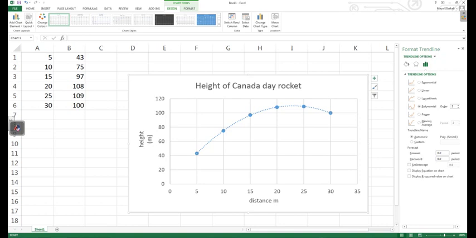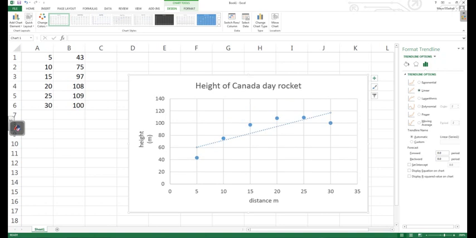You see degree two. As you can see, it is actually forming a nice polynomial graph. Now, if you pick any other one, look at the linear, it's not fitting properly. If you look at the exponential, it's not fitting properly. So the polynomial is fitting very nicely.